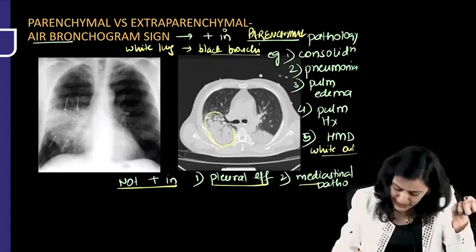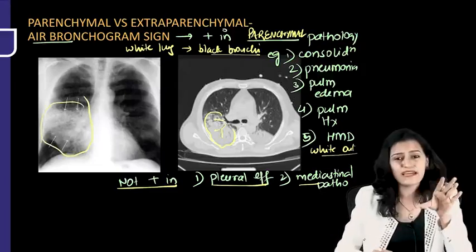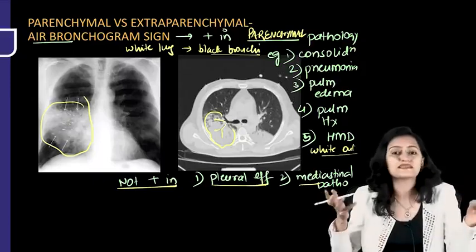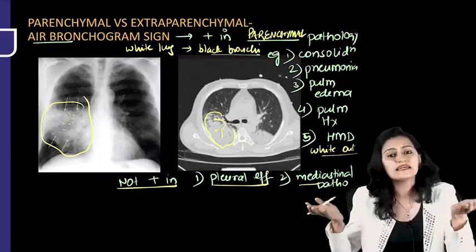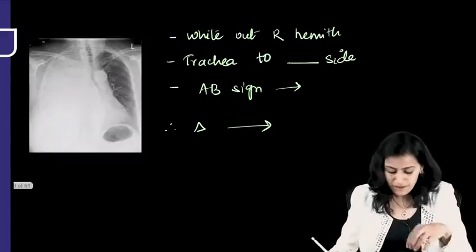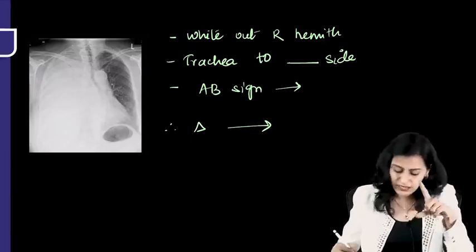Look at this white lung and look at the black bronchi going through it. Look at this white opacity, and through that you can see the black markings representing the bronchi, telling you that this is intraparenchymal pathology, right? Now, this one, what do you think? Is this parenchymal or extraparenchymal?